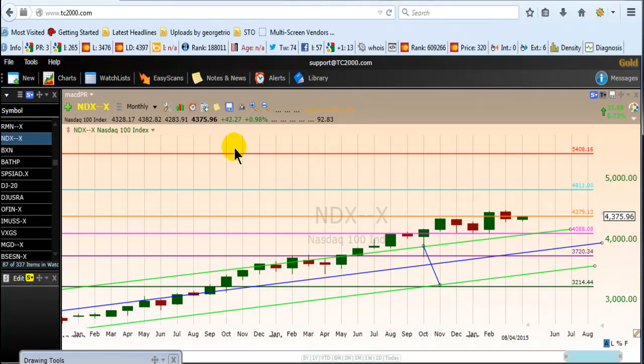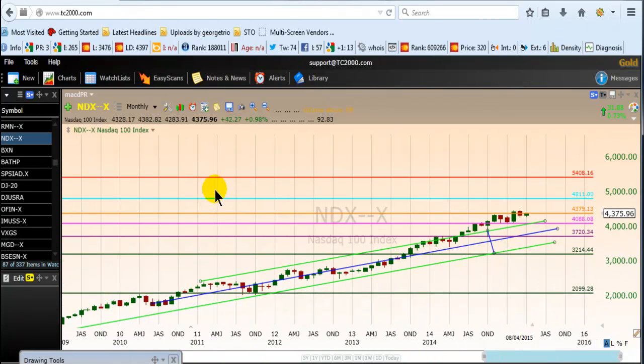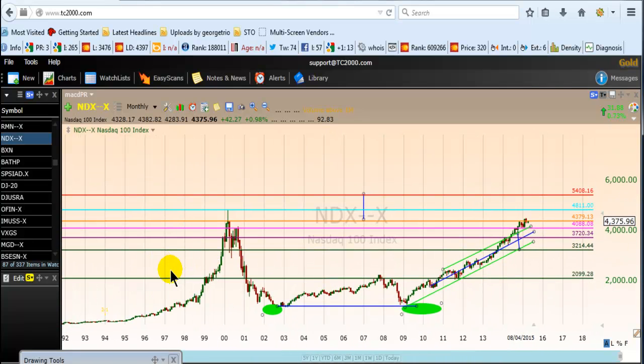I'm going to the monthly chart. Last year, I drew most of these lines except the long-term and the short-term equilibrium price levels. Every other line that you see on this chart, I drew last year when I was recording a video analyzing the Nasdaq 100 index. So what I did was this. You see the range here.